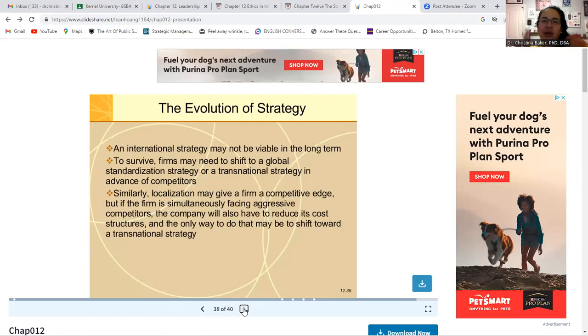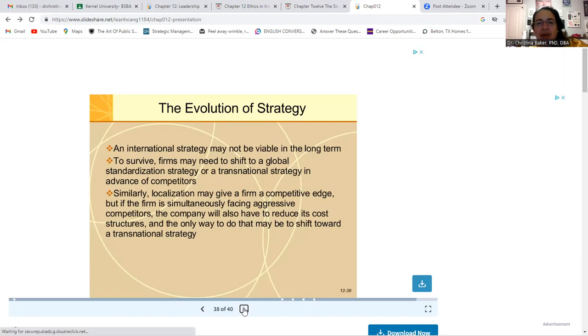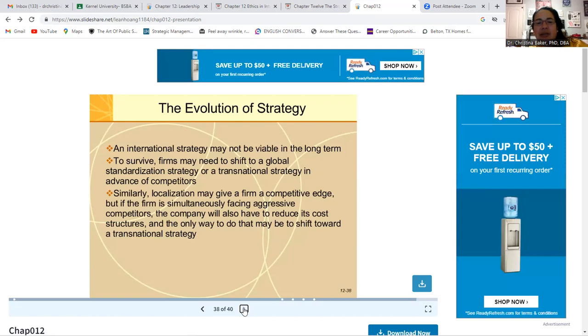The evolution of strategy. The international strategy is not viable in the long term. To survive, firms need to shift to a global standardization strategy or a transnational strategy in advance of competitors. Similarly, localization may give a firm a competitive edge, but the firm is simultaneously facing aggressive competitors. The company will also have to reduce its cost structures, and the only way to do that may be to shift toward a transnational strategy.